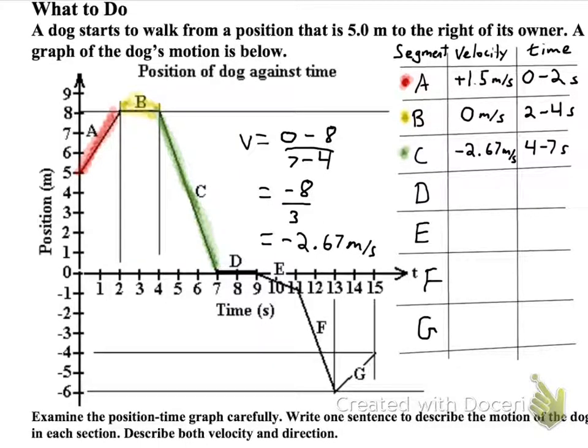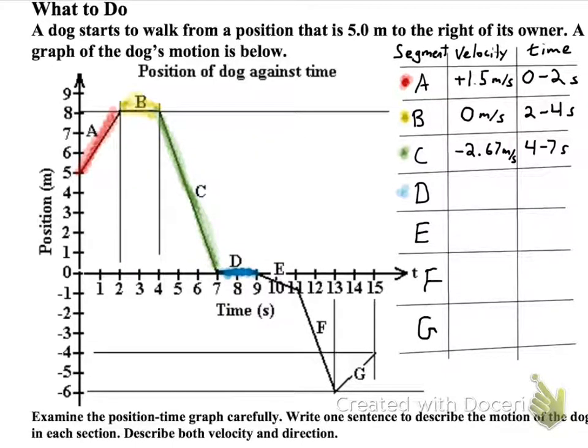And we know that one's going to be negative. We could do it from the math, or we can just look that the slope is down, so we know it's going to be a negative slope moving to the left. Okay, D is just like B. This one's easy again. From 7 to 9 seconds, we've got a flat slope. It stays at the origin, it stays at 0. We just got a 0 velocity.